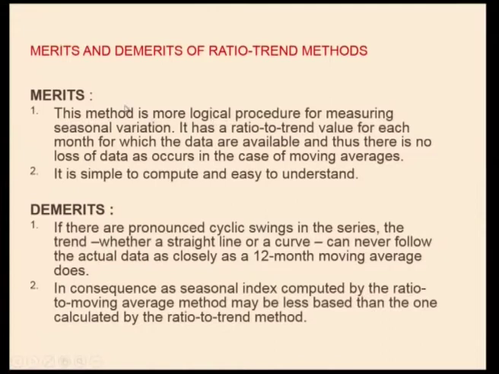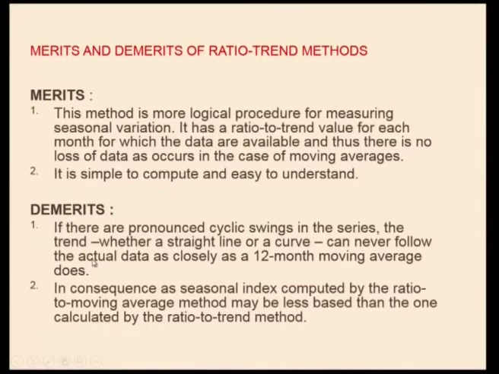Now, what are the merits and demerits of the ratio to trend method? See, this method is a more logical procedure for measuring the seasonal variations. It has a ratio to trend value for each month for each data point available, and thus there is no loss of data as occurs in the case of moving averages. And it is very simple to understand and very simple to compute.